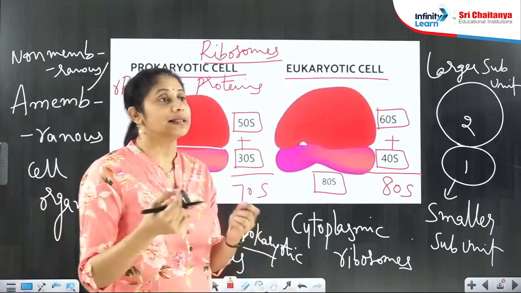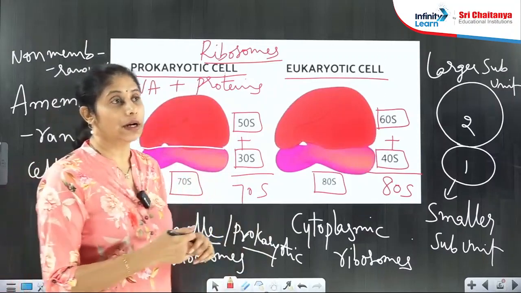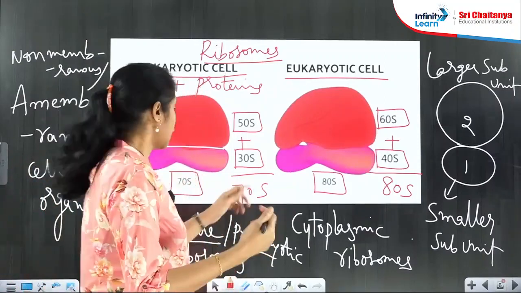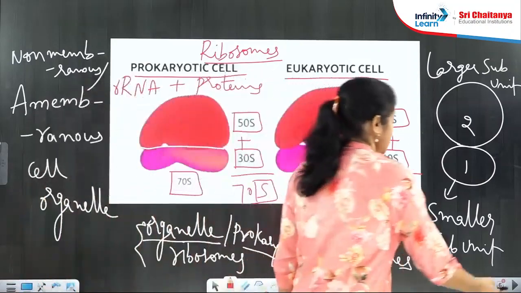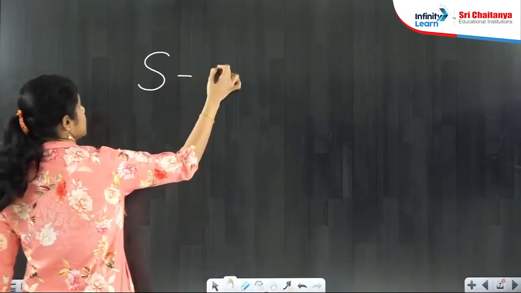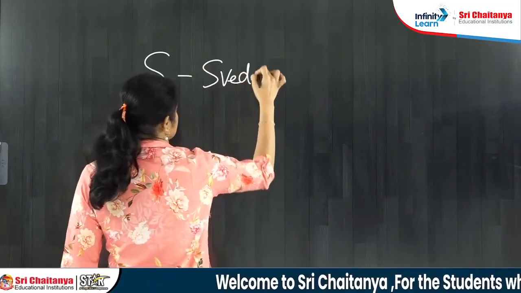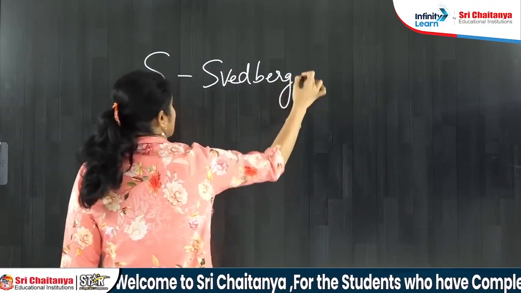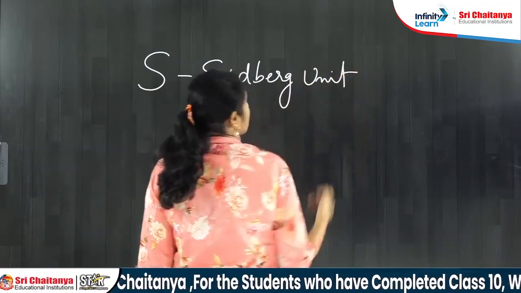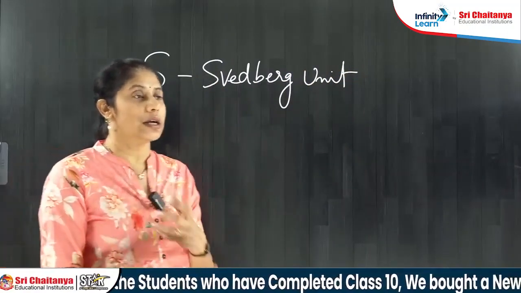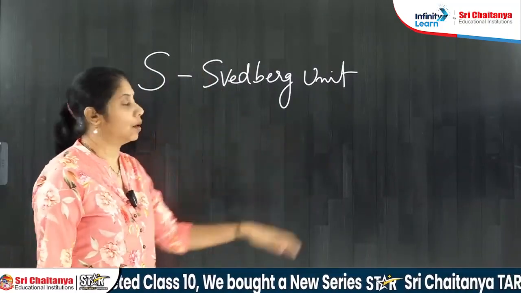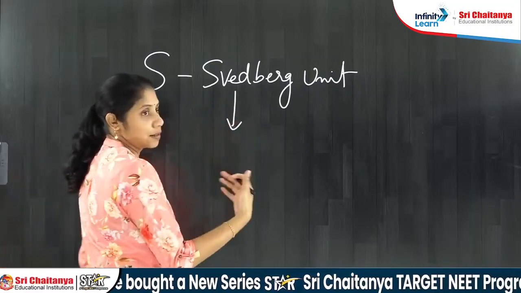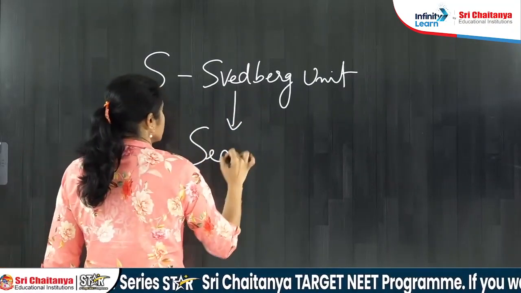Now let us come to the S. What is S? I have been using that S. What do you mean by S? S stands for Svedberg unit. It is a unit. Whatever the 70S or 80S we are writing, S is nothing but the Svedberg unit. It gives us the sedimentation coefficient.